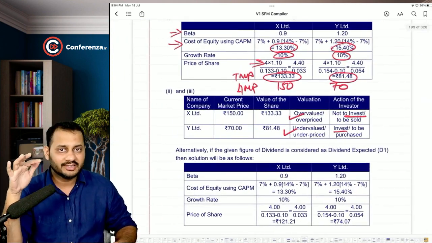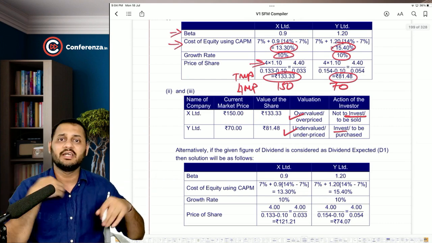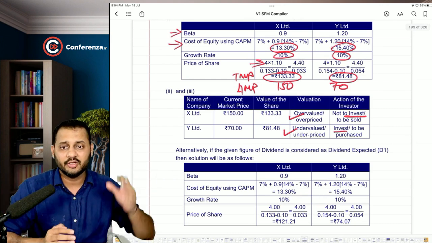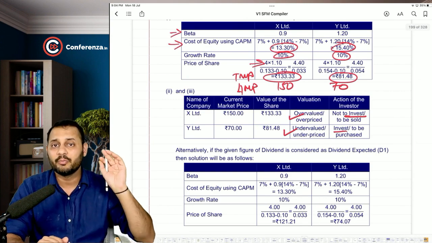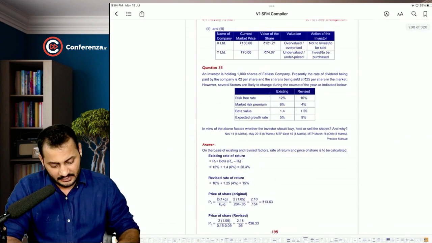So whatever you are considering in this question, you have learned one thing. When it is not clear, you can take it as D0 and D1 also. But the only thing is, make sure you are giving a proper note of it in the exam.